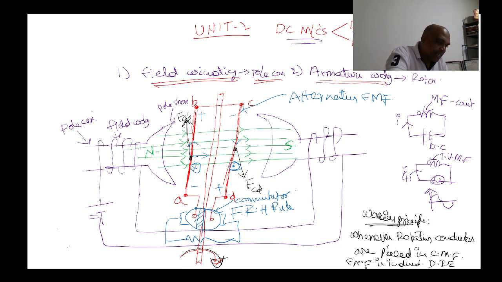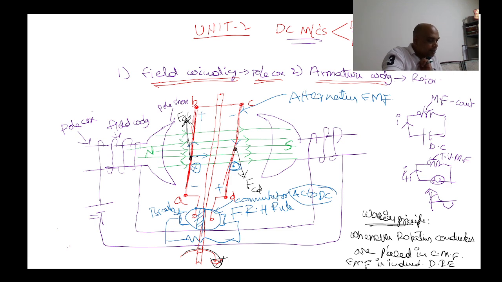So what is the function of the commutator? It converts from AC to DC. So the EMF induced in the armature conductor is AC. Here the commutator converts from AC to DC, so that the DC supply can be collected by the brushes. This is called the brush. These are called brushes.